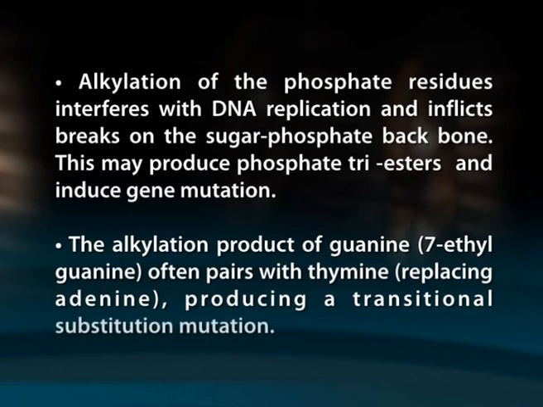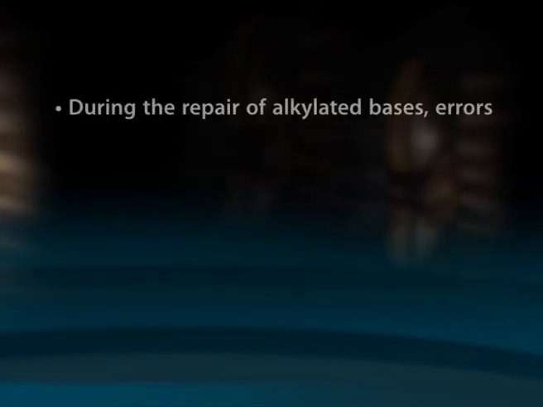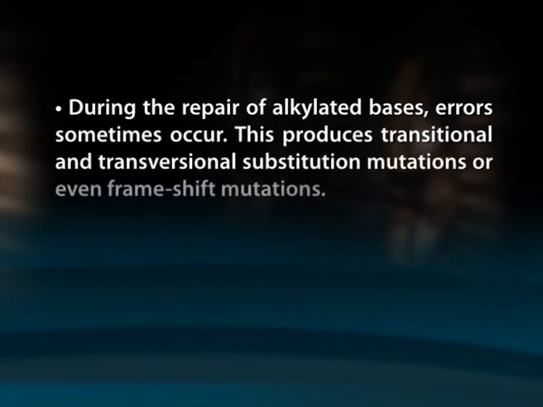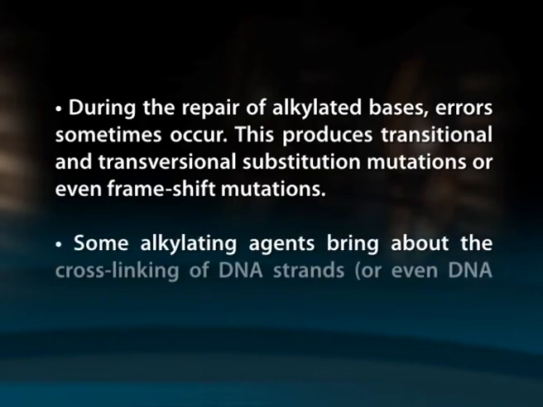The alkylation product of guanine, 7-ethyl guanine, often pairs with thymine, replacing adenine, producing a transitional substitution mutation. During the repair of alkylated bases, errors sometimes occur. This produces transitional and transversional substitution mutations or even frame shift mutations. Some alkylating agents bring about the cross-linking of DNA strands or even DNA molecules. This in turn prevents DNA replication, induces chromosomal aberrations and produces substitution mutation and frame shift mutations.